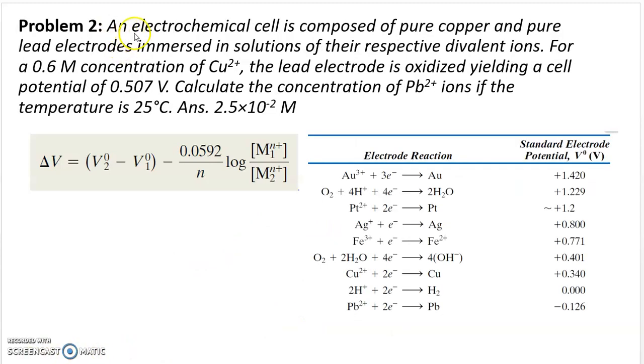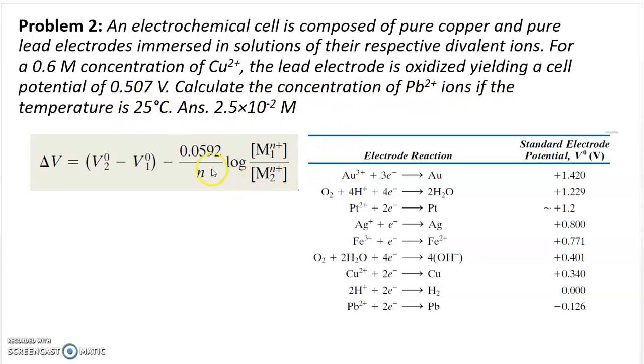Okay, the next problem. An electrochemical cell is composed of pure copper and pure lead electrodes immersed in solutions of their respective divalent ions. For a 0.6 molar concentration of copper 2 plus ion, the lead electrode is oxidized, yielding a cell potential of 0.507 volt. Calculate the concentration of lead ions if the temperature is 25 degrees centigrade.